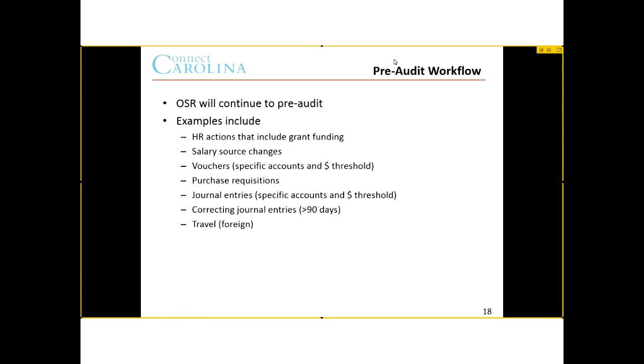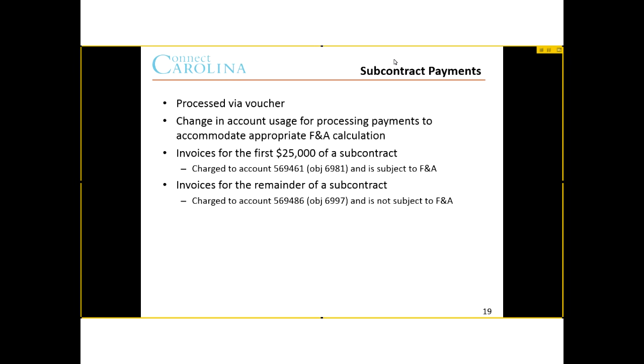We will also be reviewing any revenues and expenses associated with a contract or grant, which are recorded through applicable subsystems like purchasing or accounts receivable. Specifically, consulting, subcontracts, grant-related travel, and anything over $2,500. Subcontract payments will be processed via voucher in PeopleSoft. There is a change in account usage for processing payments to accommodate the appropriate F&A calculations.